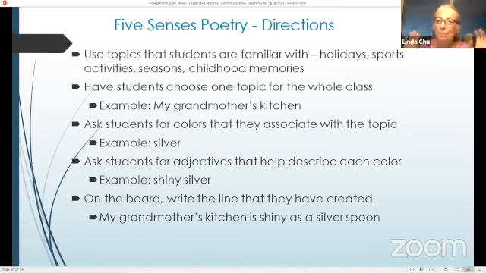And then on the board, the teacher will write the line that the students have created. And in this case, they created "my grandmother's kitchen is shiny as a silver spoon," right? So now you're already getting an idea of what the grandmother's kitchen is like.